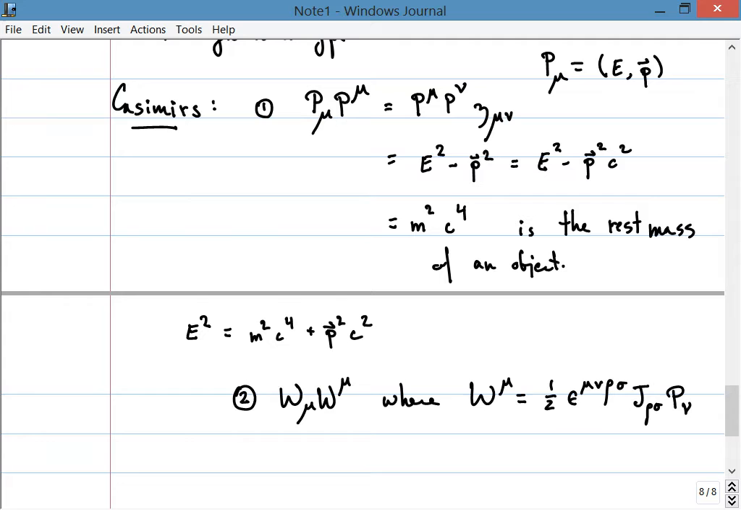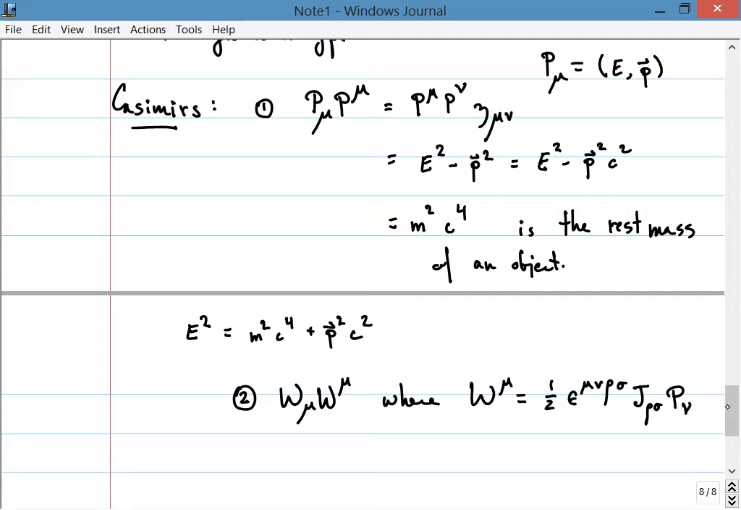indices is the thing that is equal to 1 or minus 1 if its four indices are an even or odd permutation of 0, 1, 2, 3, and is equal to 0 otherwise. So I remind you that in the theory of rotations, one of the quadratic Casimirs was J squared. And so this is sort of the analog of J squared in special relativity.